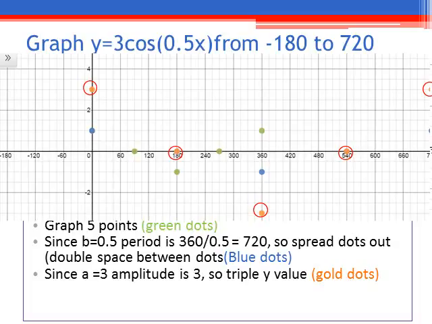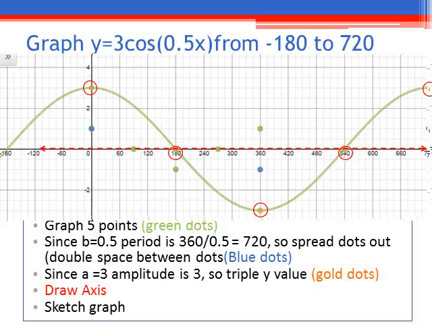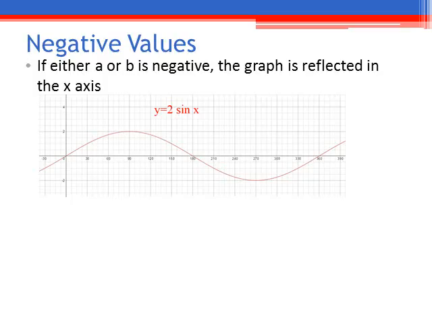Our center line is still right down the middle here. Between the maximum and the minimum, halfway through is our center line. So draw our axes in so we know where we're going up and down around, and then we can sketch our graph going through the points. You'll see that it goes one full cycle in 720 degrees. So the period is 720 degrees.